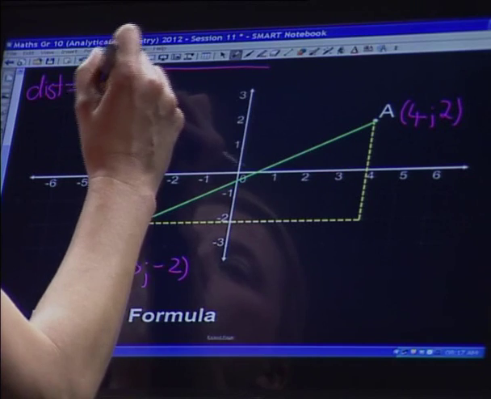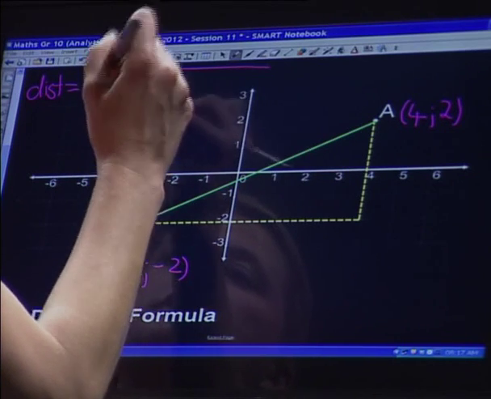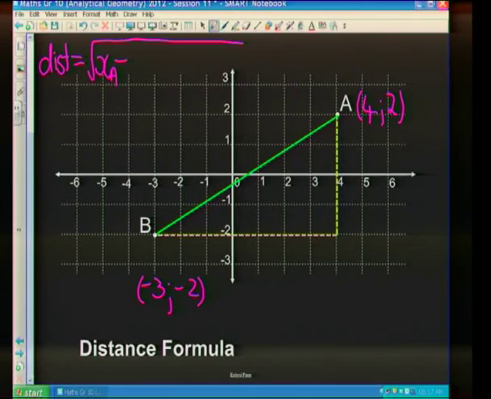The x-coordinate of the one point minus the x-coordinate of the other point, all of that squared, plus the y-coordinate of the one point minus the y-coordinate of the other point, and all of that squared.